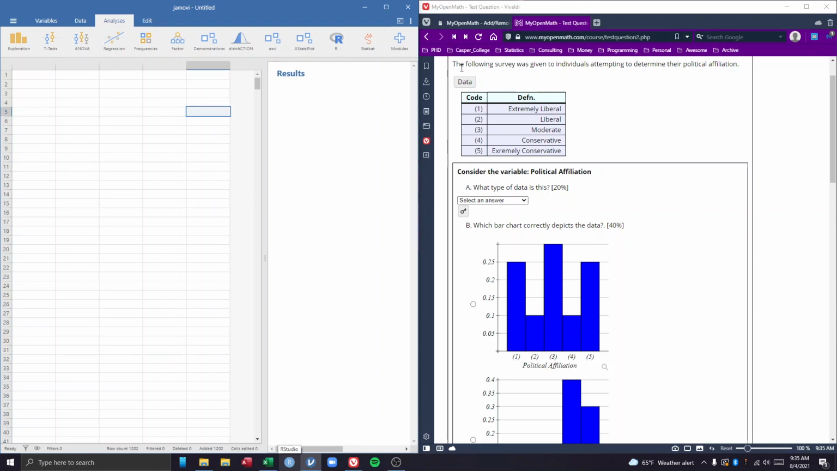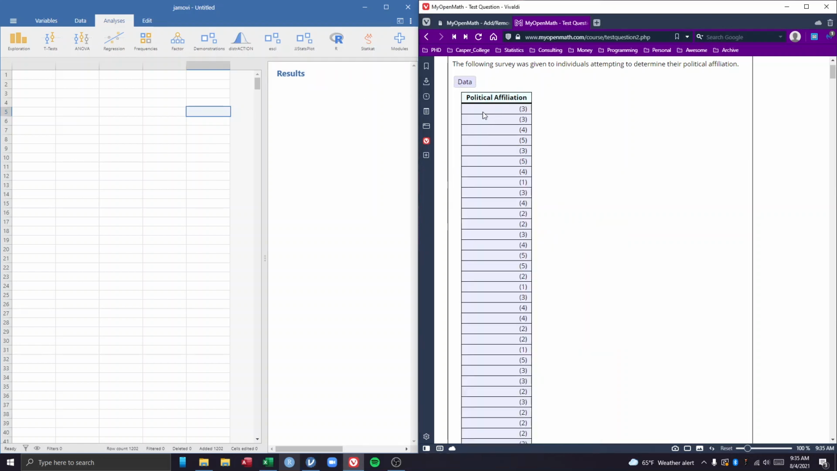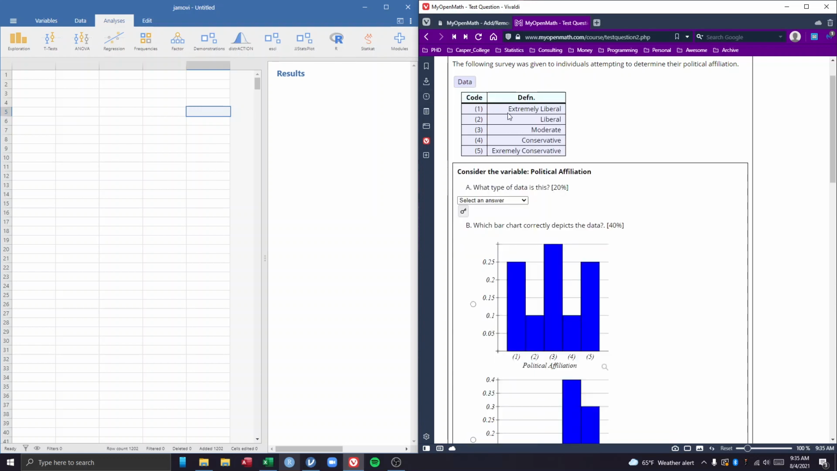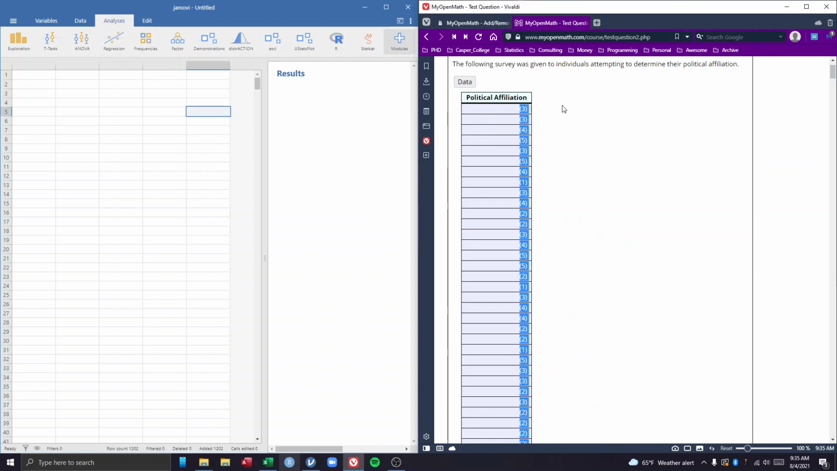So it says the following survey was given to individuals attempting to determine their political affiliation. Okay, so if we just look at the data, all we get is this political affiliation code, and that's not useful unless we have our definition. So for the code 1, 2, 3, 4, 5, this is a Likert scale, and we go from extremely liberal to moderate to conservative to extremely conservative. Okay, so let's move our data over.